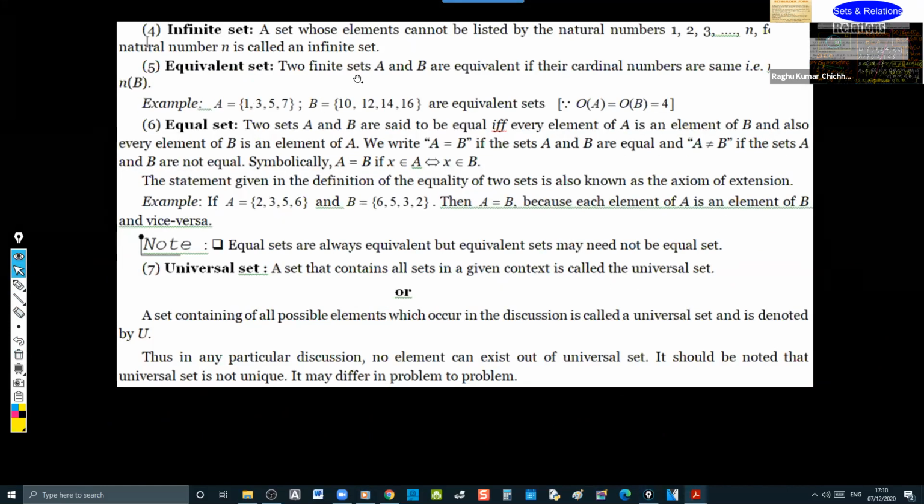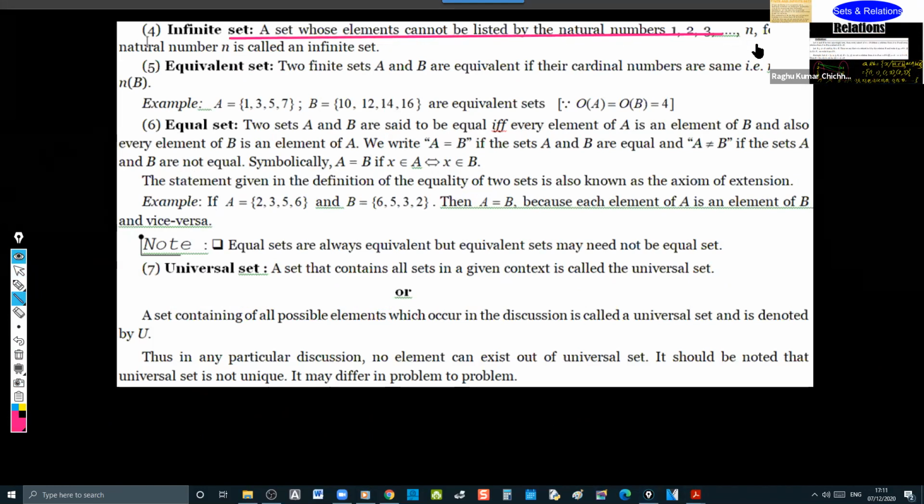Next, infinite set. Just now we have seen, if the elements are not countable, it is said to be an infinite set. A set whose elements cannot be listed by the natural numbers 1, 2, 3, 4, and so on up to n for any natural number n is called an infinite set.